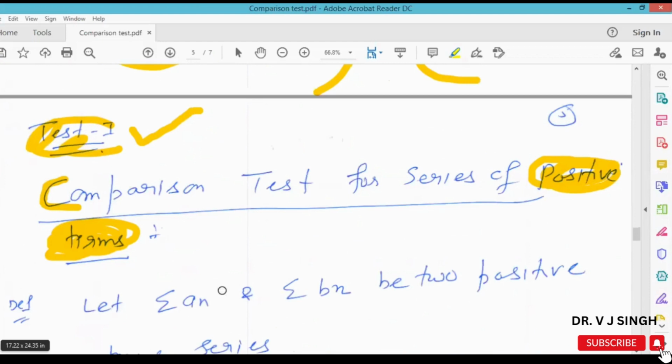First, I discussed that there are total 4 types of comparison tests, but we discuss only one type. With that type we can solve any question. So there are total 4 types of comparison test.